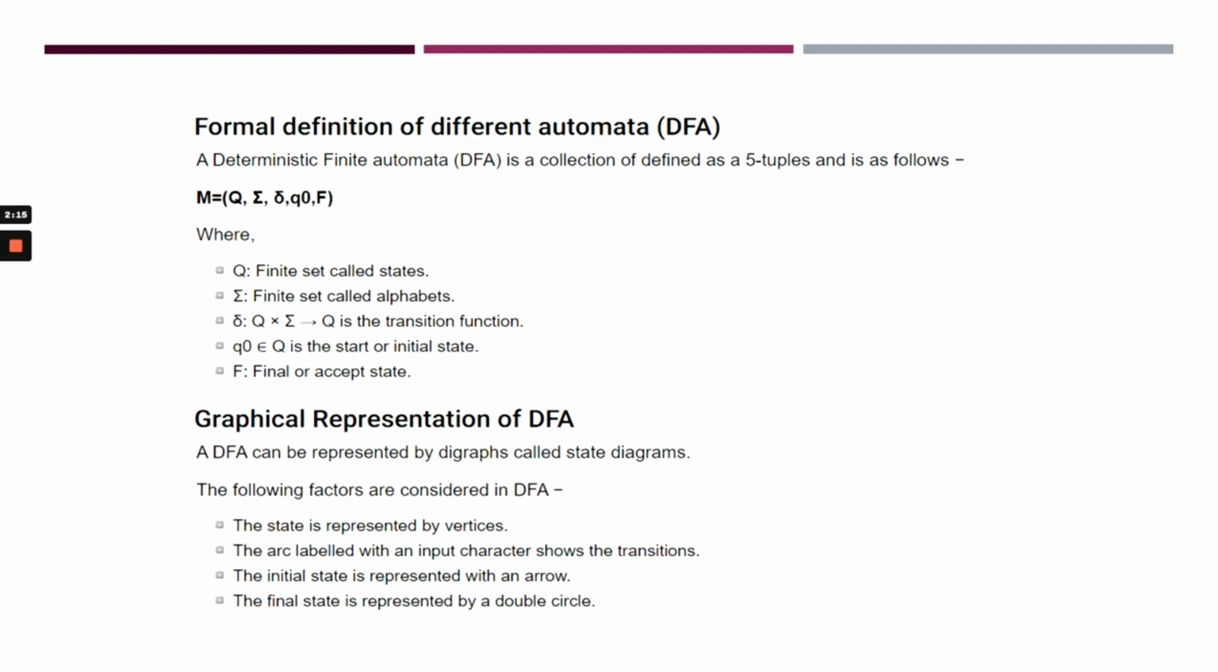Graphical representation of DFA. The state is represented by vertices. The arc labeled with an input character shows the transition. The initial state is represented with an arrow and the final state is represented by double circle.